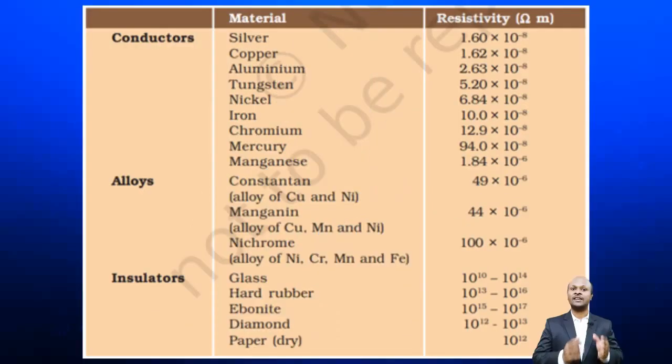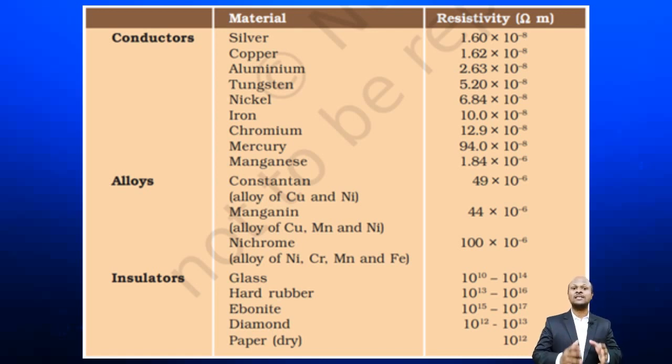Metals and alloys have very low resistivity, in the range of 10 raised to minus 8 ohm meter to 10 raised to minus 6 ohm meter. They are good conductors of electricity. Insulators like rubber and glass have a resistivity of the order of 10 raised to 12 to 10 raised to 17 ohm meter. Both the resistance and resistivity of a material vary with temperature. The table shows the electrical resistivity of some substances at 20 degrees Celsius. You need not memorize these values. You can use these values for solving numerical problems.